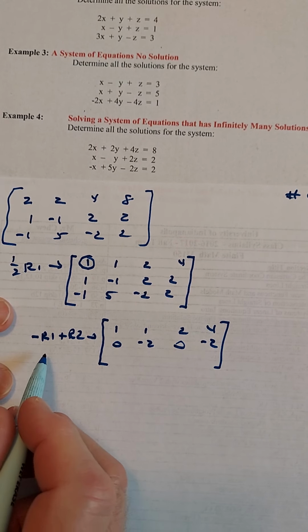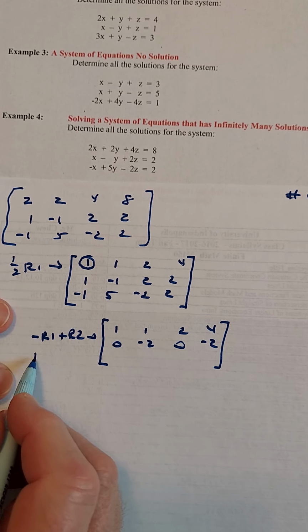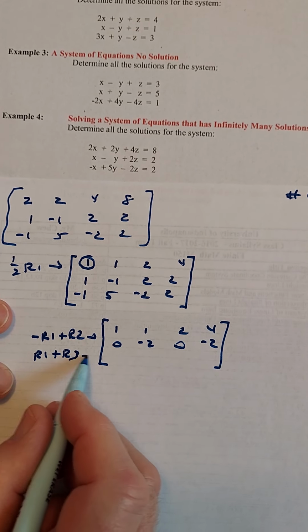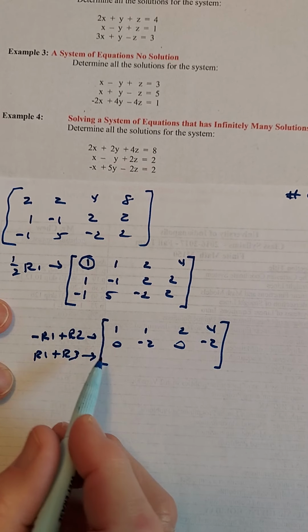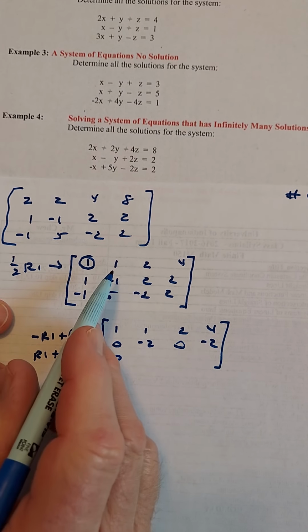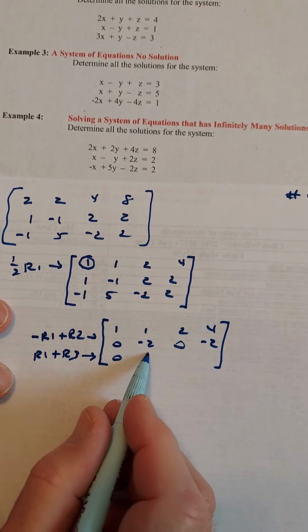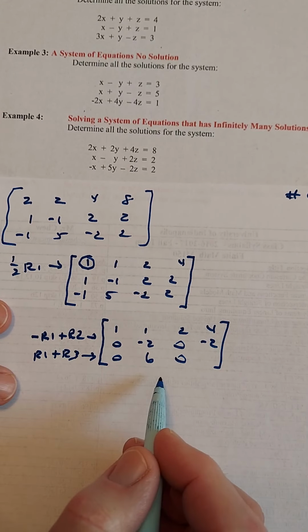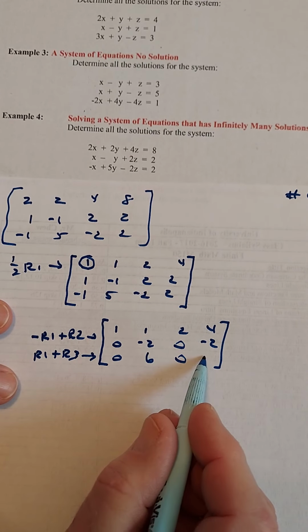And on the bottom row, all I have to do is take row 1, add it to row 3. So 1 and negative 1 is 0. 1 plus 5 is 6. 2 and negative 2 is 0. 4 and 2 is 6.